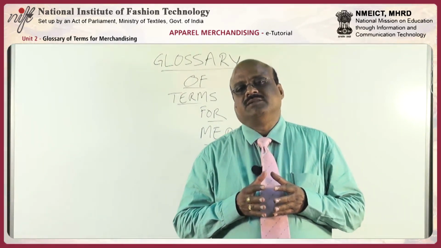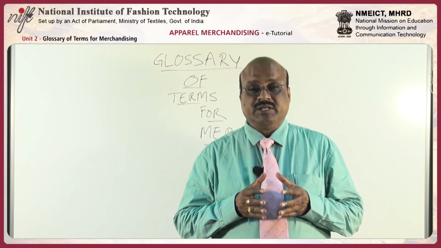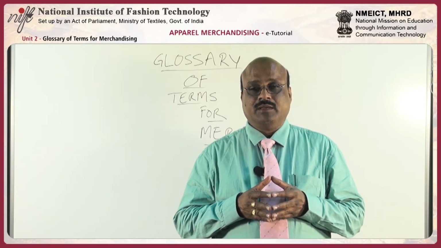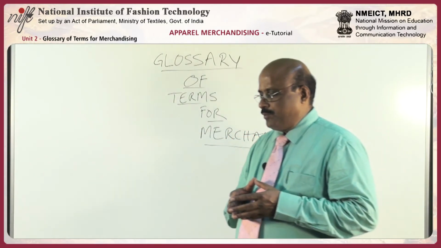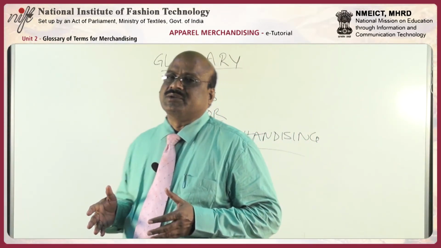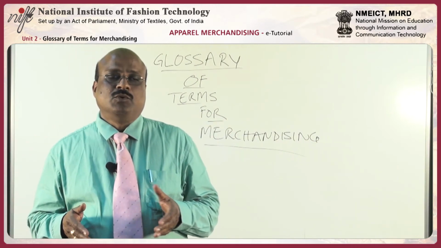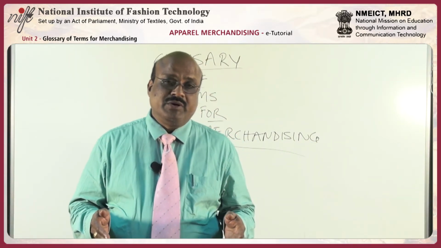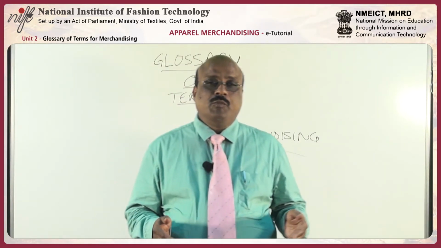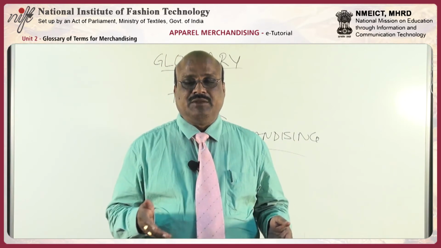The next term in merchandising, which is very important, is OTB, open to buy. Open to buy is a merchandise planning system which indicates, on a real time basis in a computerized situation, how much is open to buy by a buyer in terms of the merchandise value.